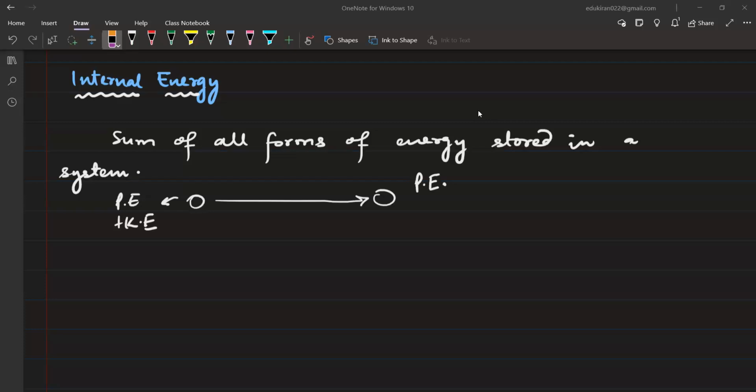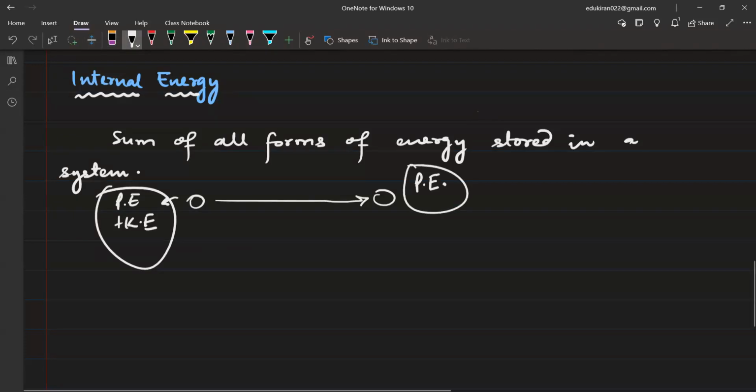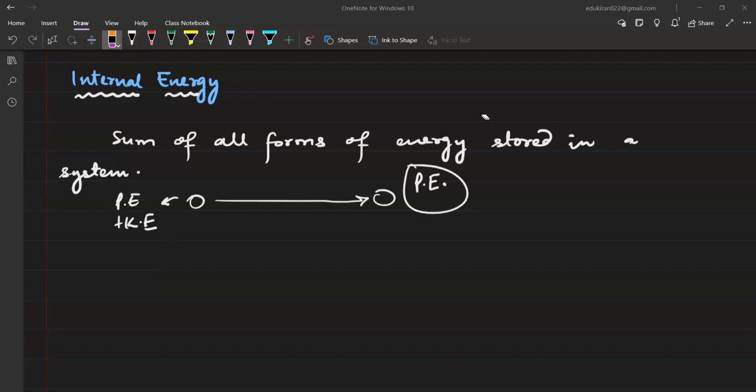Okay. So that is the meaning of internal energy. Initially, the body had potential as well as kinetic energy. Now this ball has only potential energy. But this is when we are talking about an object at the macroscopic level. Please understand, if you go to the molecular level, all of you go to the molecular level.